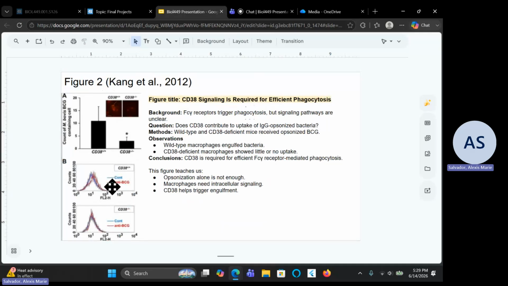And panel B confirms this result in the wild type macrophages. This is plus plus minus minus. Sorry, I lost my train of thought.